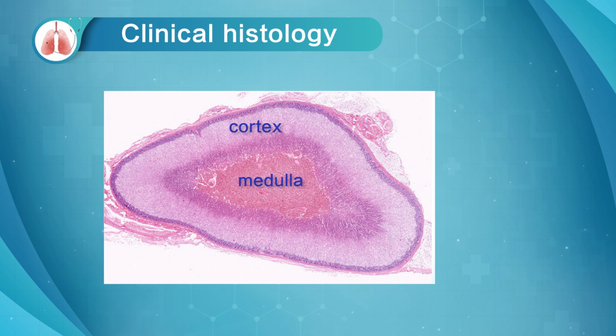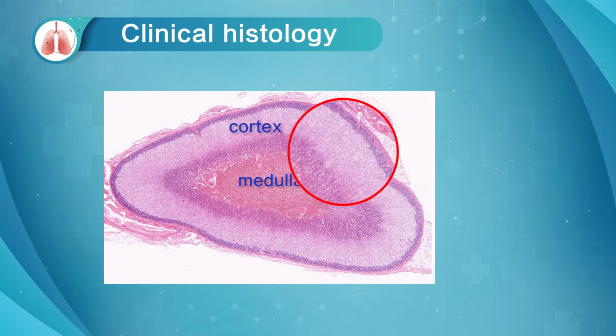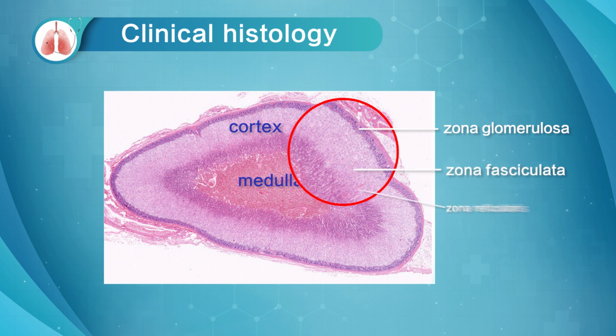Microscopically and at low power field, we can easily see the cortical region, the outer part of the gland, with 3 concentric zones. From outside to inside, they are zona glomerulosa, zona fasciculata, and zona reticularis. Among these, zona fasciculata occupies most of the cortex. At high power, the zone details can be identified. Let us start at the outermost zone.